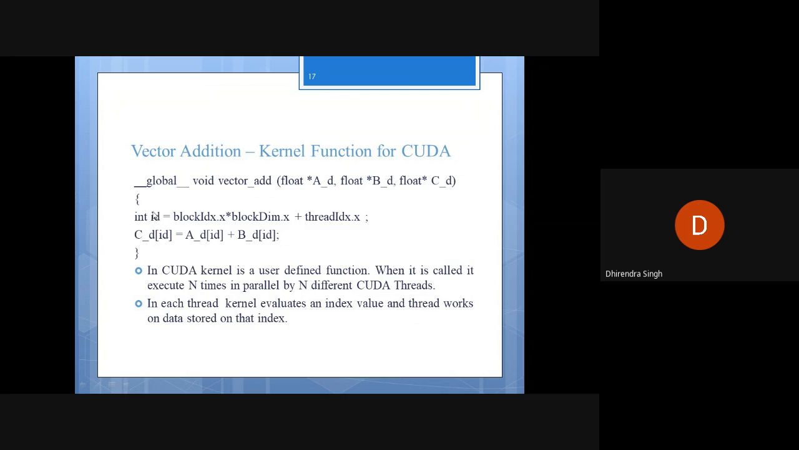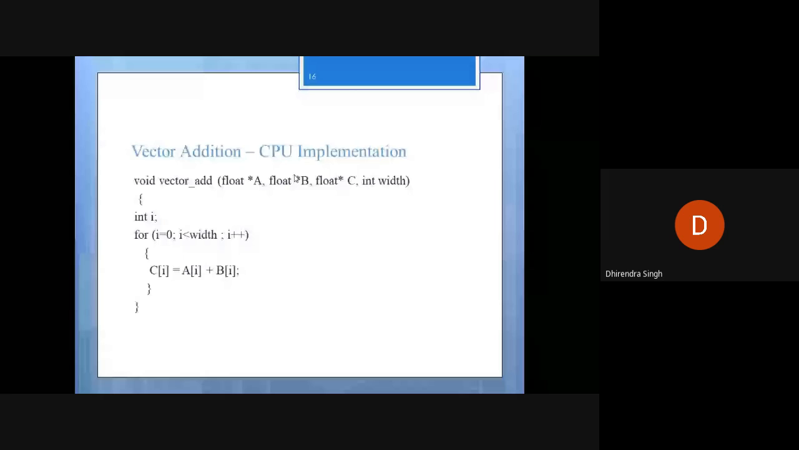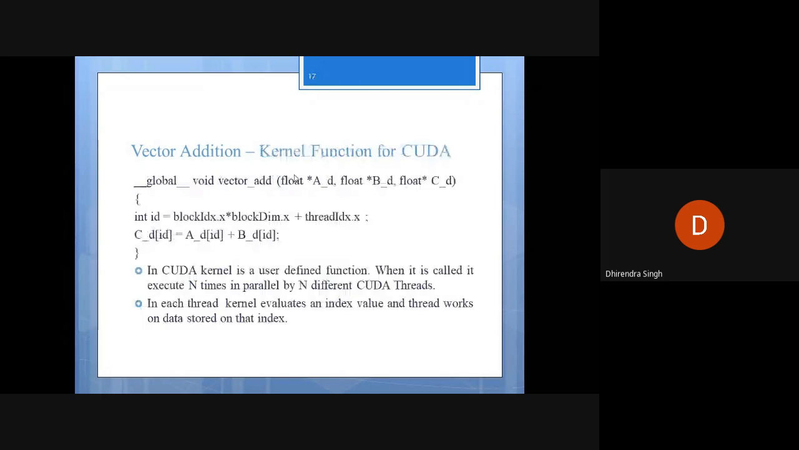We have calculated a variable, ID. This ID is telling a particular thread which is executing this function on which particular data item it has to work. So this function is called the CUDA kernel function. It's very much similar to the simple implementation: if you implemented a vector addition operation with the help of a function, very much similar to that, we have written a CUDA kernel function for the vector addition.